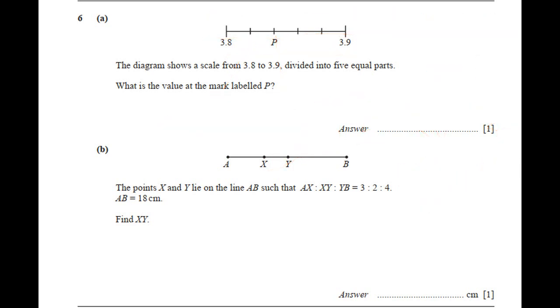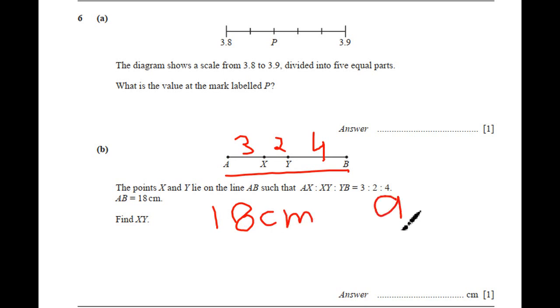Part B, the points X and Y lie on the line AB such that if AX has 3 parts, then XY has 2 parts, then YB has 4 parts. This is what ratio means. AB is 18 centimeters. The whole length is 18 centimeters. So 18 centimeters is represented by 3 plus 2 plus 4, which is 9 parts.